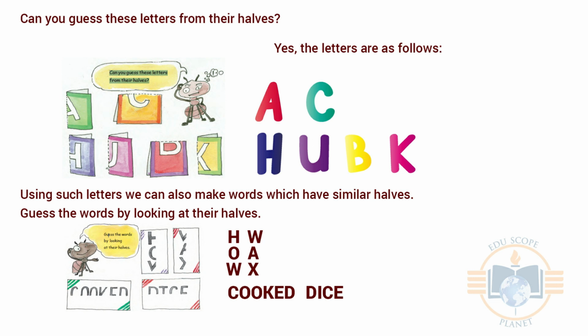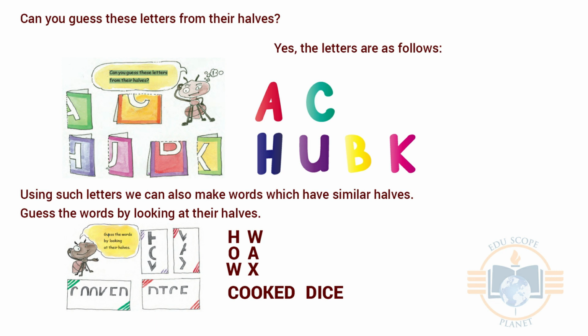Can you guess these letters from their halves? Look at these pictures properly. The first one is A. Second one is half of C. And third one is half of H. And fourth one is half of U. And fifth one is half of B. And the last one is half of K.